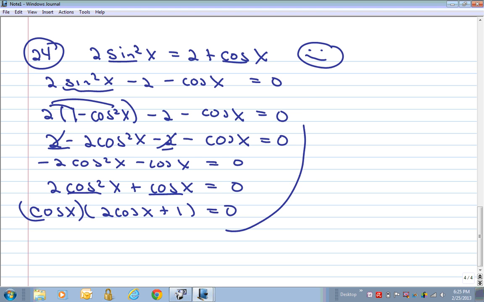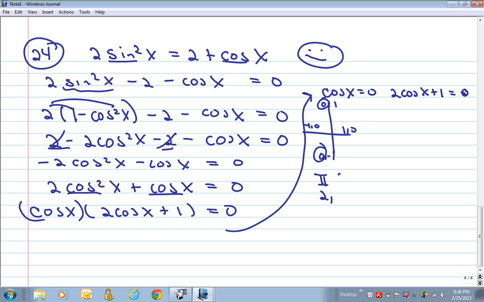I'm going to move over to this side so you can see better. I'm going to set cosine x equal to 0. I'm going to set 2 cosine x plus 1 equal to 0. So cosine x equals 0. I think we've done this a few times today. That would be 1, 0; 0, 1; negative 1, 0; 0, negative 1. Cosine is our x value, where 0 would be here and here. So that would be pi over 2 and 3 pi over 2. So that's 2 of our solutions.